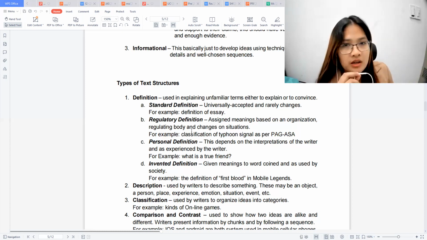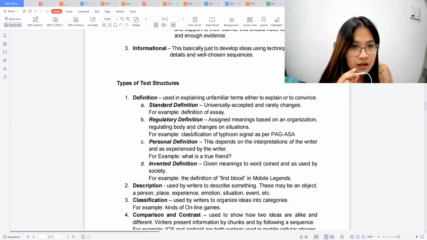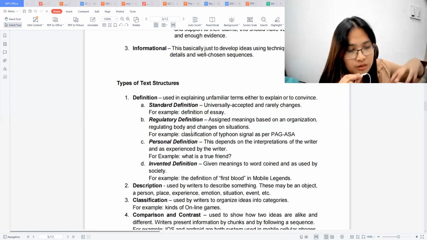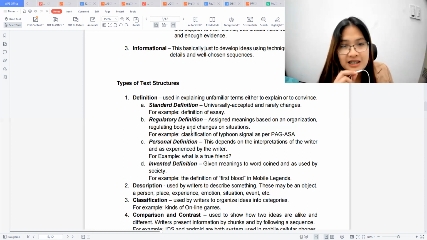Okay, so in other words, ang magbibigay ng definition would be the group or yung organization kung saan siya ginagamit. Okay? Kaya may mga jargons tayo. Okay? So there. Jargon, we have specialized languages. Okay. Then letter C is personal definition.